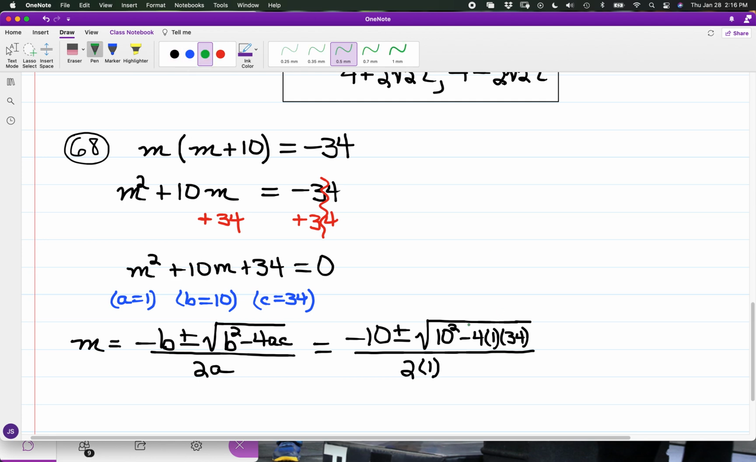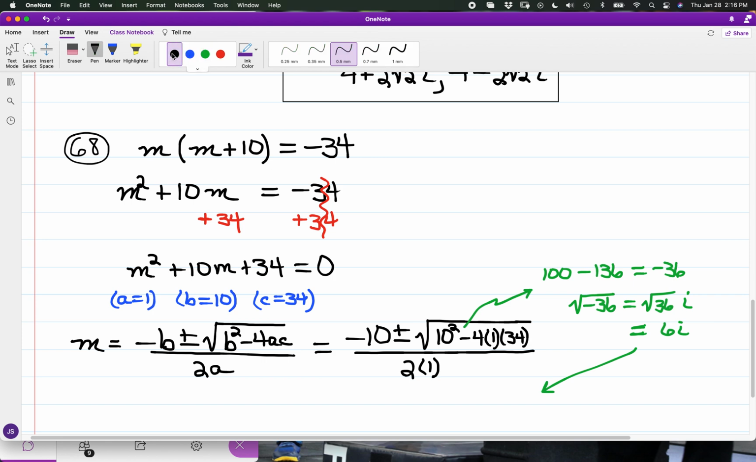And once again, looking at what we have inside the radical. So you have 10 squared, this will be 100. And then we have minus 4 times 1 is negative 4. Negative 4 times 34 is going to be a negative 136. So the difference here is going to be a minus 36. And for the square root of negative 36, I have square root of 36i, or right away you can go ahead and express as 6i.